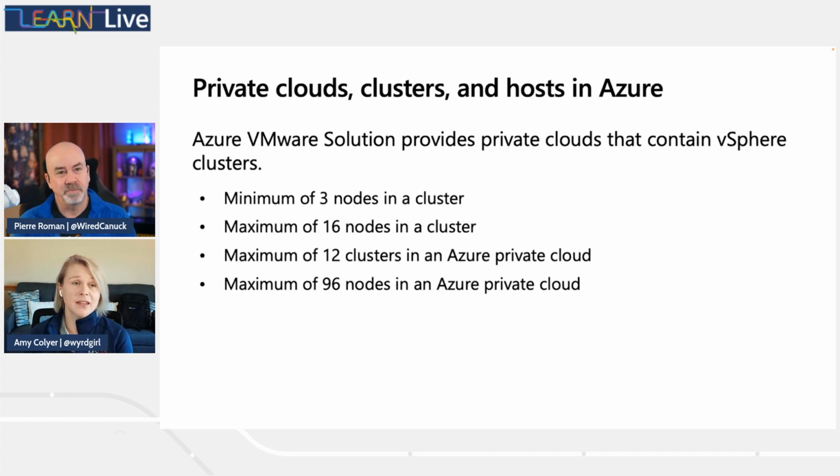So that being said, private clouds, clusters, and hosts in Azure. Oh my. I just like that title. You need a minimum of 3 nodes in a cluster. That's pretty much on par with vSAN, where you need 3 hosts to have a vSAN cluster. If you want to have a production cluster, you need 3 hosts, so the bare minimum is 3 hosts. You can have 16 nodes in a cluster, and the max is 12 clusters in an Azure private cloud. So you can have 96 nodes, which is quite a lot because these are big beasts of a machine.